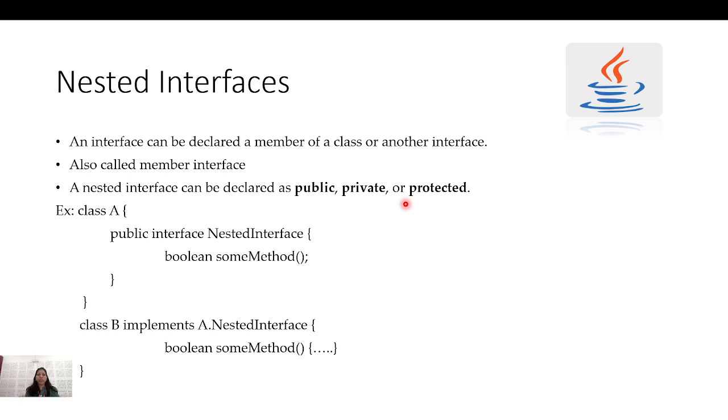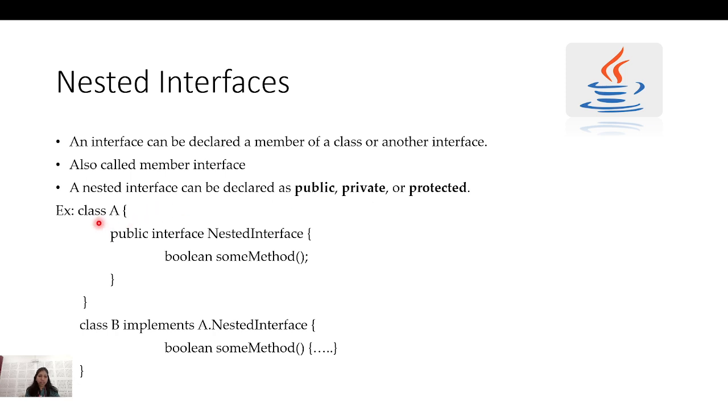I can use the interface instead of declaring a separate interface class. I can declare that particular interface in my class or in my other interface. It is also called a member interface. A nested interface can be declared as public, private, or protected. Yes, it has a provision that you can use them as public, private, or protected.